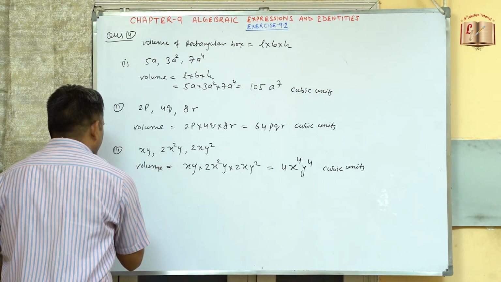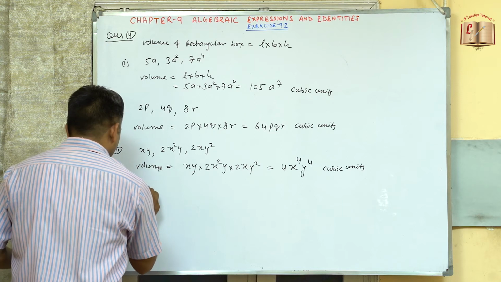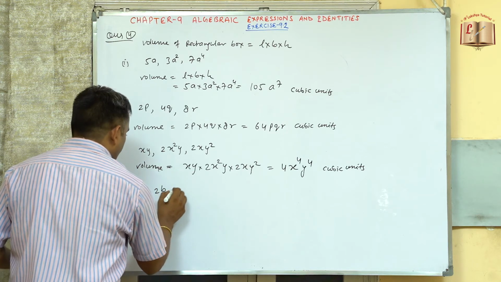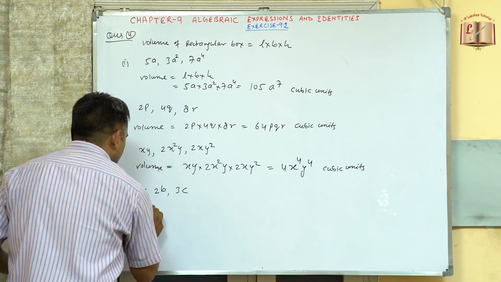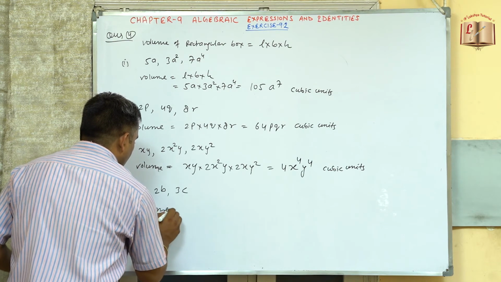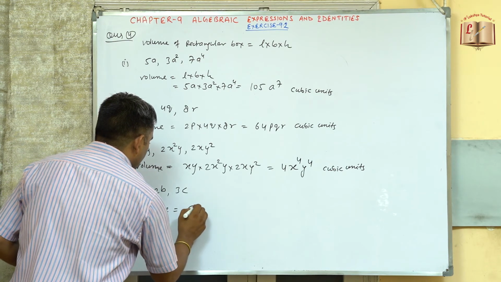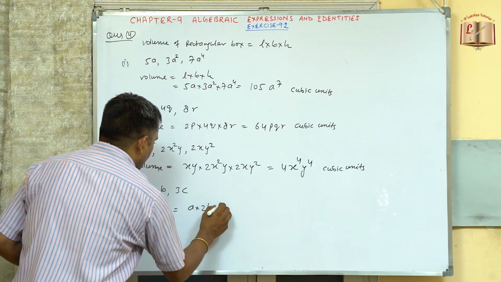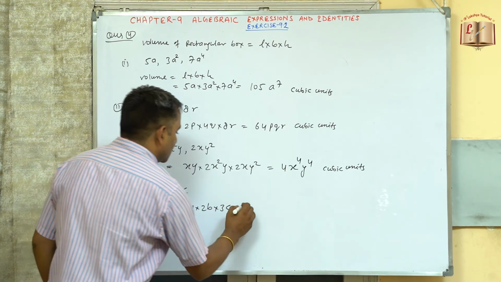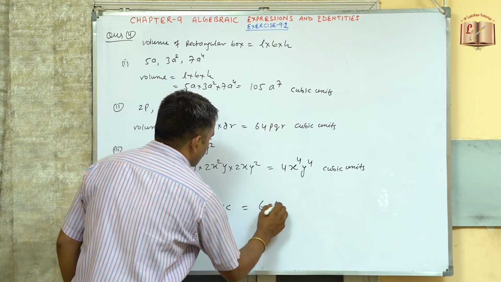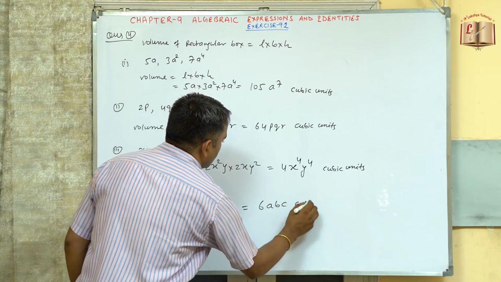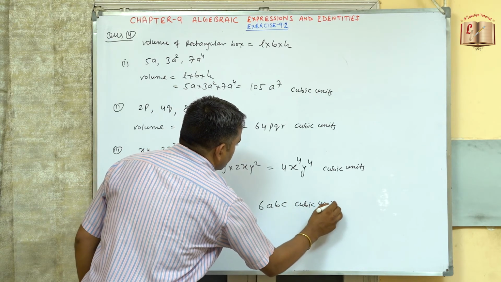Now coming to the fourth part of this, dimensions are a, 2b and 3c. So volume is equal to a into 2b into 3c. So this will be 6abc cubic units.